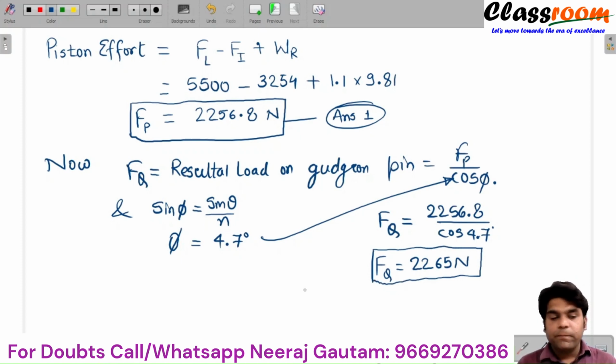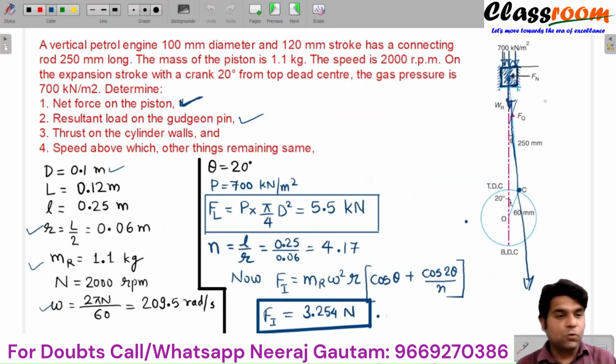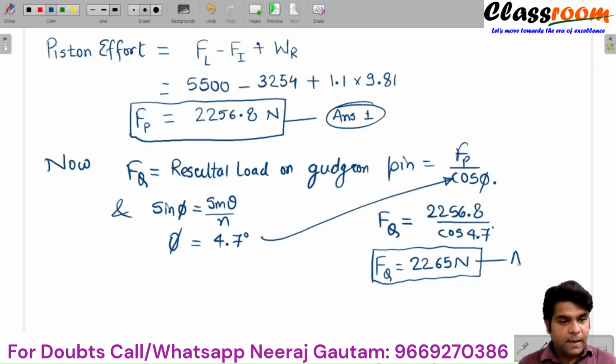It is very simple to solve the problems based on the forces acting on the IC engines. You can determine the values of all other forces by considering the basic free body diagram of the various components. I showed you the diagram here. Now the thrust force Fn, the third requirement of the problem. This is the answer 2 of the problem.